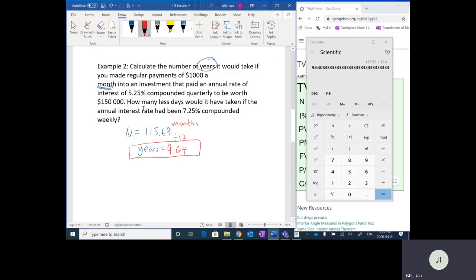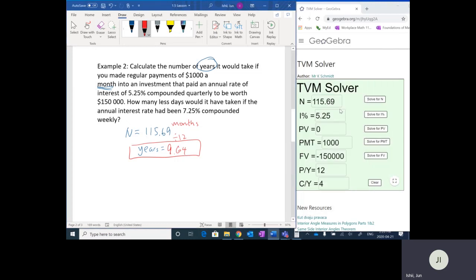Cool. All right, so next up, we want to know how many less days would it have taken if the annual interest rate would have been 7.25% compounded weekly. Okay, so this we're going to just make an adjustment. So our payments are the same. Change this to 7.25, compounded weekly. Okay, so this would be 52 compounded periods per year. Still making the same number of payments, and we still want the same amount. Okay, so let's solve for n here, and we get 107.04.